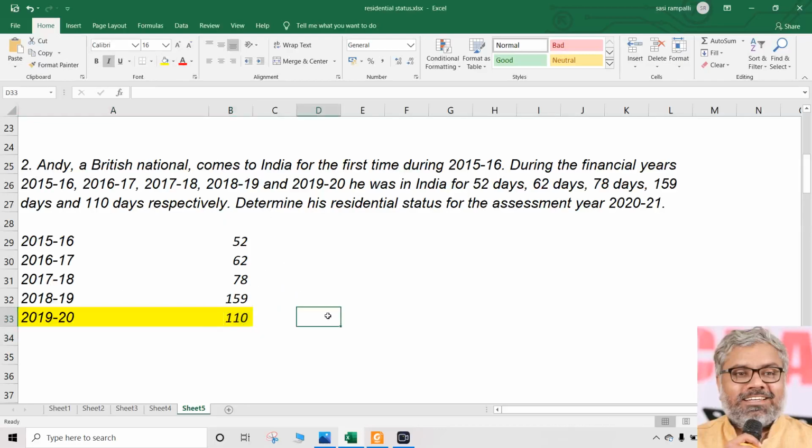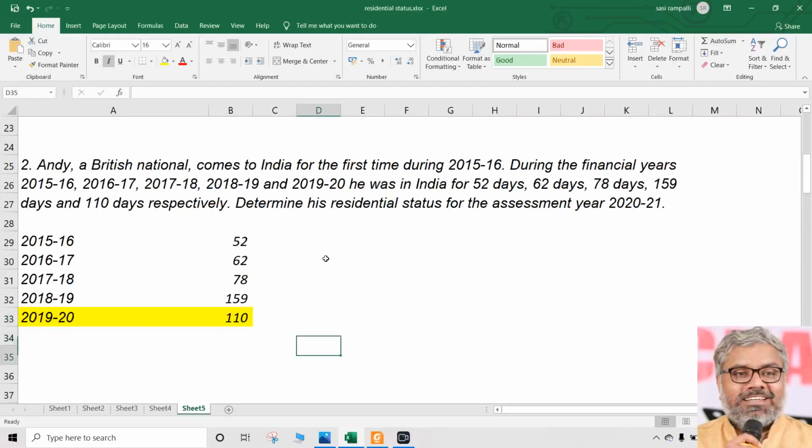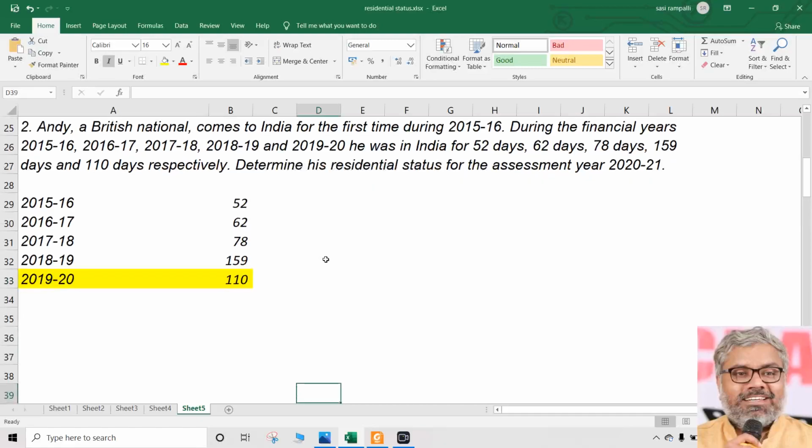So basic condition number 1. Did he stay for 182 days or more during the previous year? Answer is no. He did not stay for 182 days or more. So basic condition number 1 is not satisfied. But that cannot be leading us to any conclusion. We have to check basic condition number 2. What is that? Did he stay for 60 days or more during the previous year?